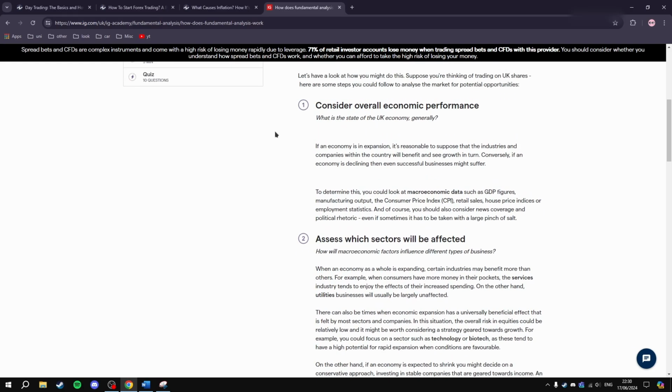If an economy is in expansion, it's reasonable to suppose that the industries and companies within the country will benefit and see growth in turn. Conversely, if an economy is declining, then even successful businesses might suffer.